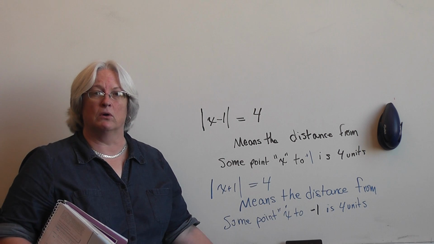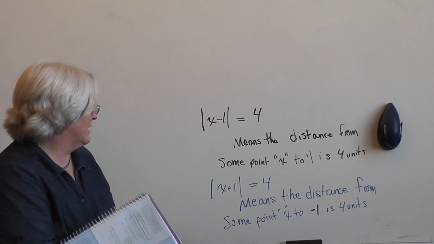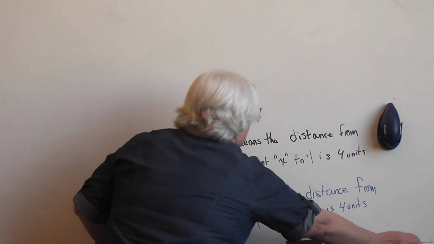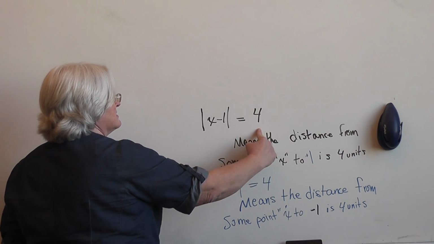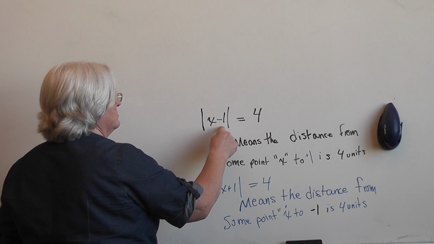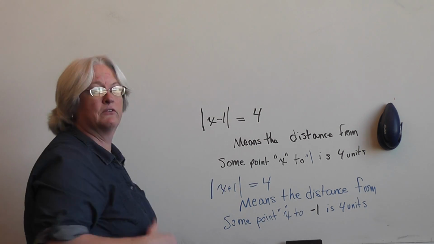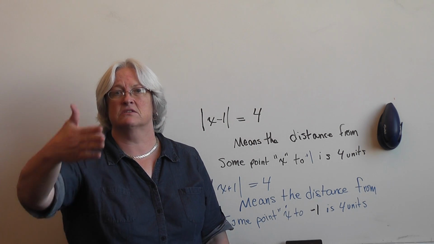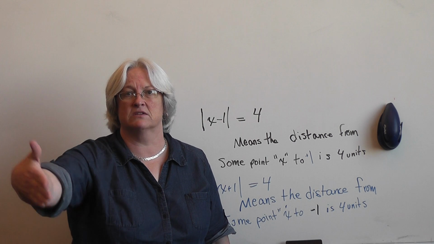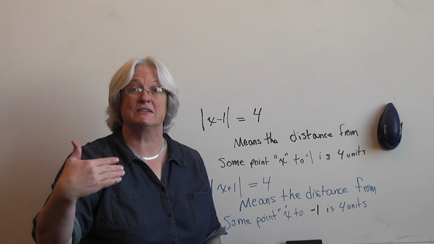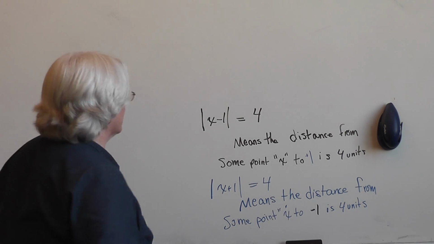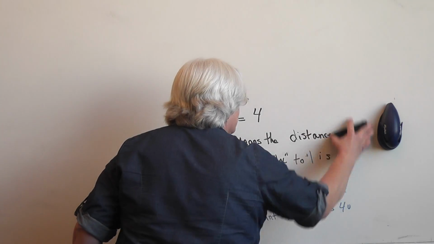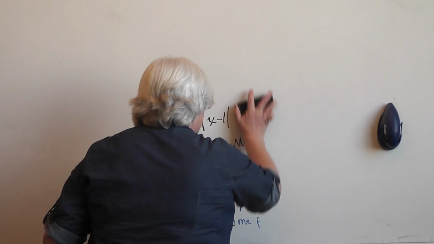And this is what we're going to want to have memorized. The distance from some point x to this is this. Distance to is. So if you remember that, distance from this to this is that. That's how you're going to be setting up these absolute value problems that we're working with. So, let me go ahead and erase that.